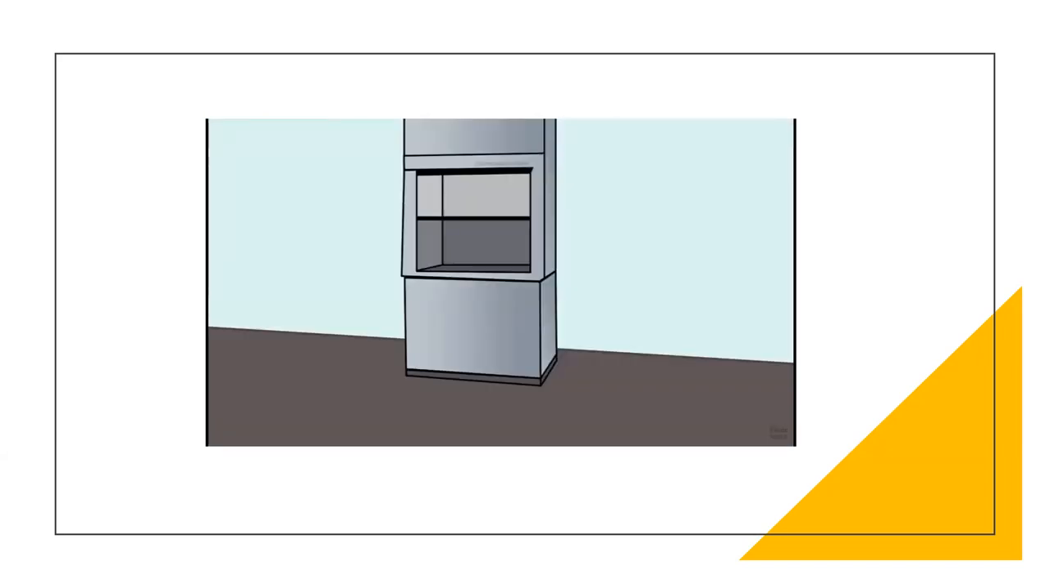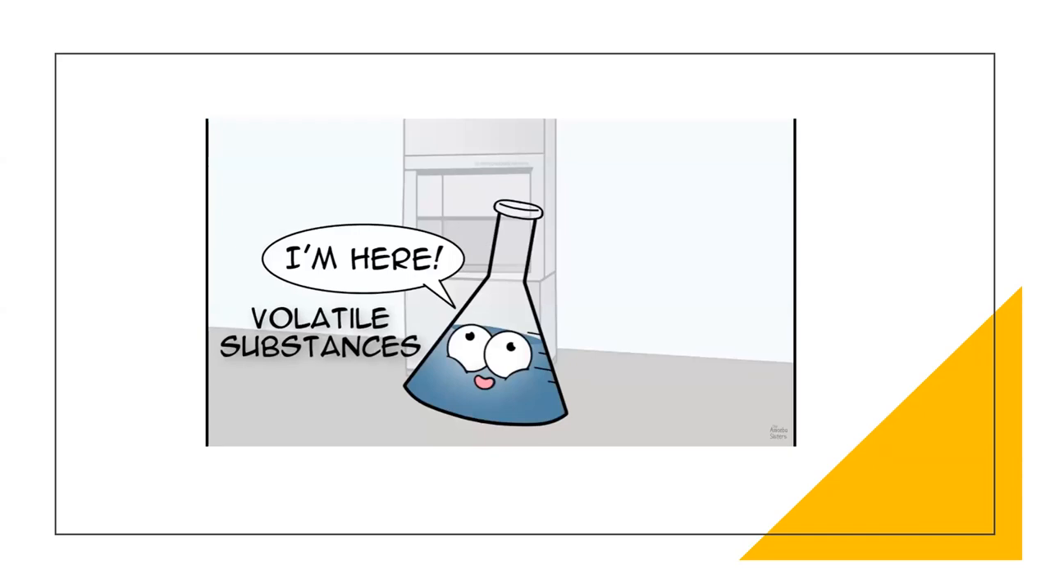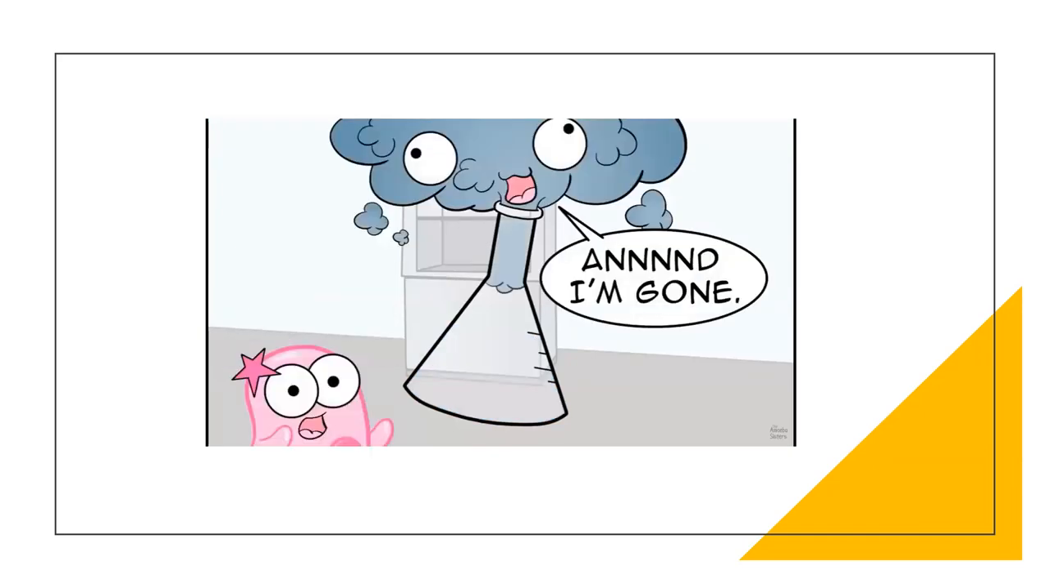In some labs, you may have a special ventilation system, also known as a fume hood. This is used when dealing with volatile substances, which is a fancy way of describing a substance that can easily vaporize. Some of your labs may require the fume hood because some of these volatile substances may be harmful if you inhale them.